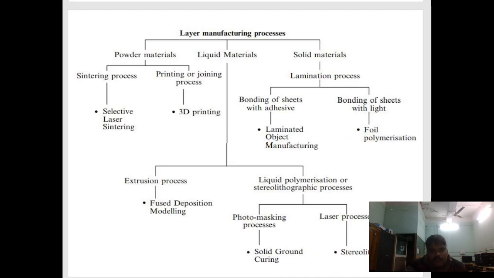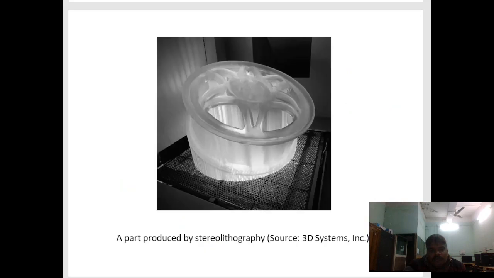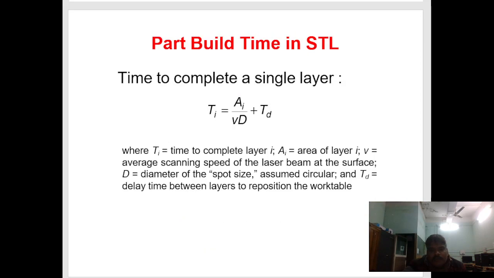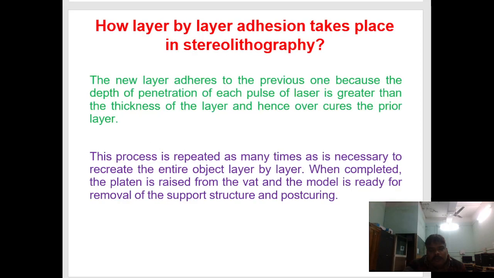Layer manufacturing processes: powder material sintering process, printing or joining process, liquid material extrusion process, liquid polymerization or stereolithographic process, solid material lamination process. Stereolithography. Facts about stereolithography: part build time in steel. This is the numerical problem. How layer by layer addition takes place in stereolithography.